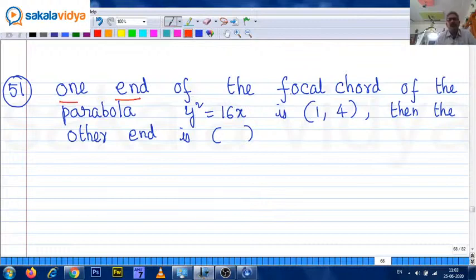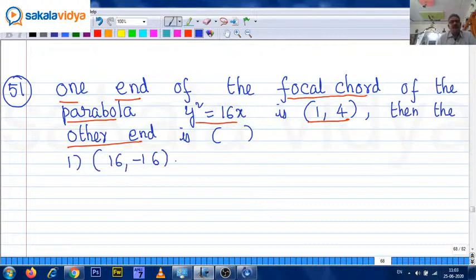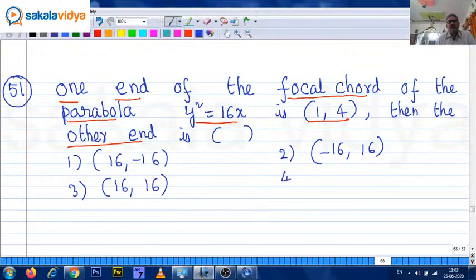One end of the focal chord of the parabola y square equals 16x is 1 comma 4. Then the other end we need to find out. So let me give the options first. First option is 16 comma minus 16. Second one is minus 16 comma 16. Third option 16 comma 16. Fourth option minus 16 comma minus 16. This is the question.